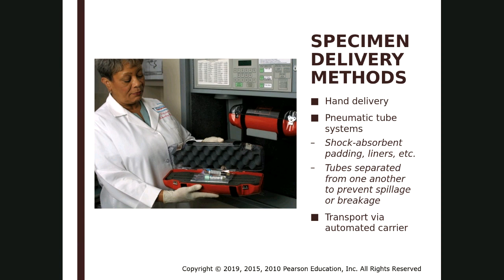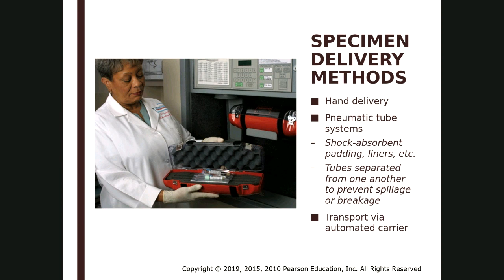Then there's the pneumatic tube system. It has shock absorbent padding and a liner. The tubes are separated from one another to prevent spillage or breakage. They are placed in a biohazard bag and then in a plastic sleeve, and then they're transported automatically through the hospital. Please be aware that specimens for coagulation testing should be protected from vibration and checked to avoid platelet aggregation during transport.